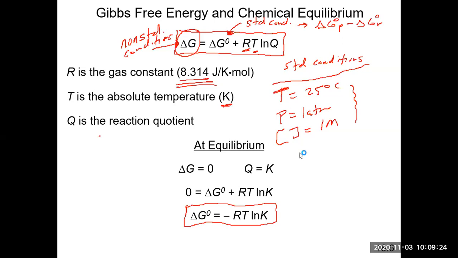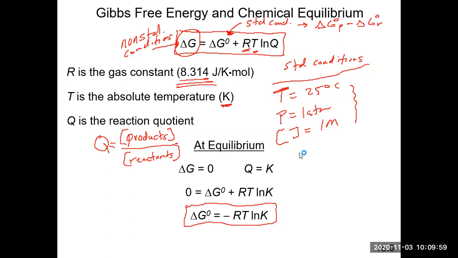Remember that Q is the same Q we've seen many times at this point, and it is calculated just like K, which is our products divided by our reactants. Obviously, you use the coefficients as the exponents, just like you would do before. So this delta G here is a way you could think about delta G under non-standard conditions, where something is not in that textbook standard condition.